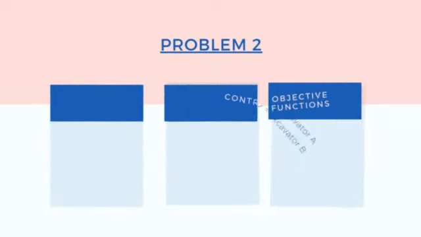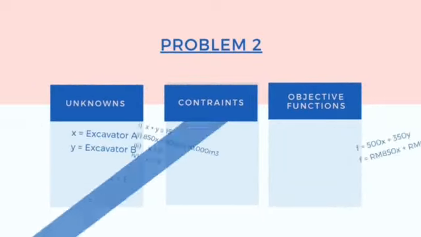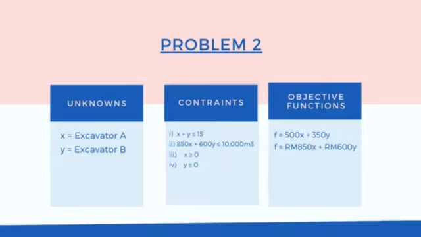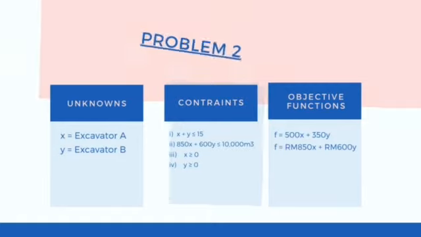At first, we have to identify the unknowns. Unknown X will be how many numbers of excavator A, and unknown Y will be how many numbers of excavator B. Secondly, we have to identify the constraint. For this problem, we have 4 constraints.